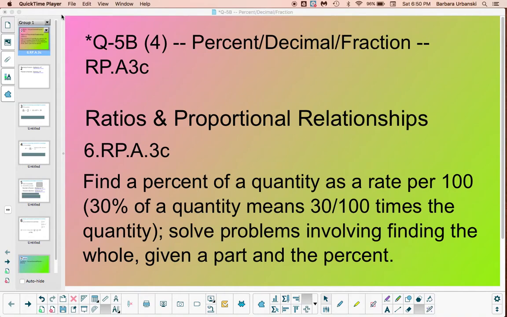Our lesson today is going to be taking a percent and turning it into a decimal, and then getting a decimal and turning it into an equivalent percent. So let's take a look.